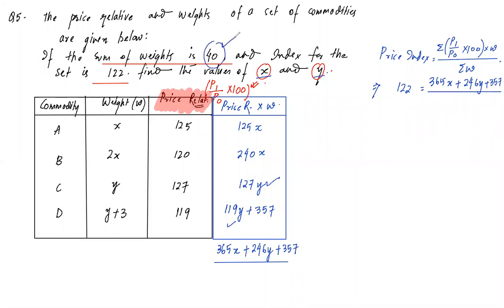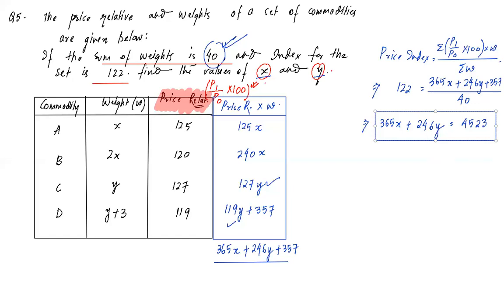Total of weight in the question they have mentioned 40. Let us put 40 here. On simplifying this equation, what we are getting is 365x plus 246y is equals to 4523. That is the first equation. And as I said, दो unknown है, तो हमें कम से कम दो equation चाहिए solve करने के लिए. पहला equation ready हुआ 365x plus 246y is equal to 4523.